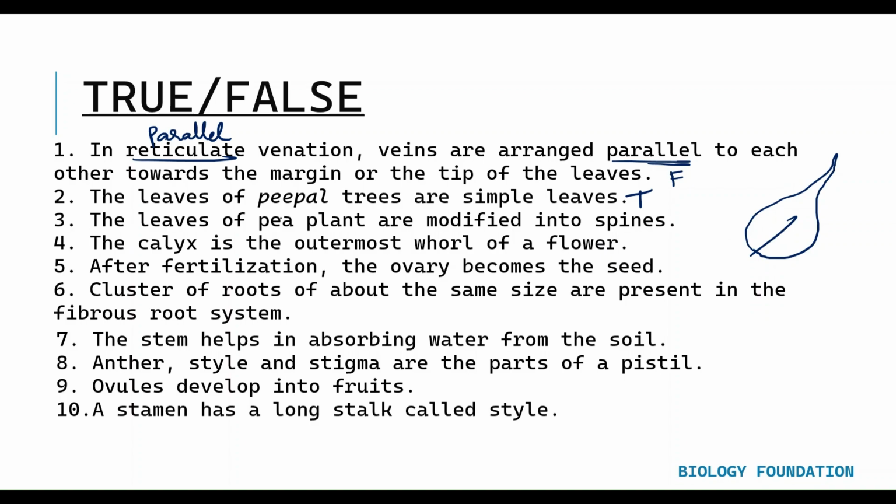It's true. The leaves of pea plant are modified into spines. False. They're modified into tendrils, not spines. The calyx is the outermost whorl of a flower. True. After fertilization, ovary becomes the seed.